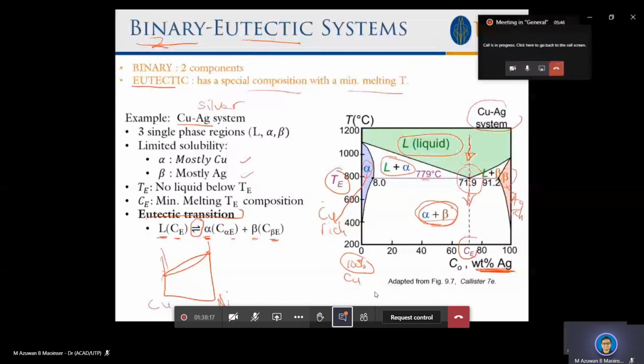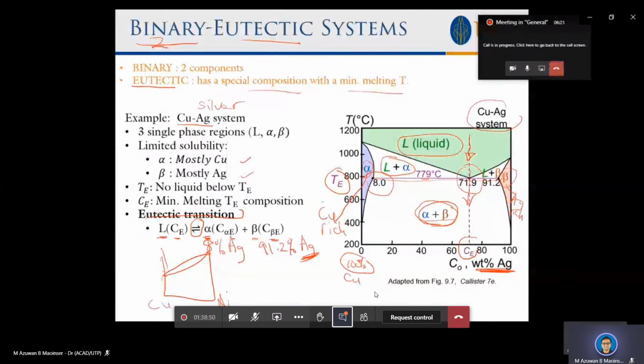So just below the eutectic transformation line, 779, my tie line will extend from this side to that side. So 91.2% would be the composition of beta, 91.2% of argentum. You must write the element when writing a composition. And then alpha would be the composition, what is it? It will be 8%. That would be 8% argentum.